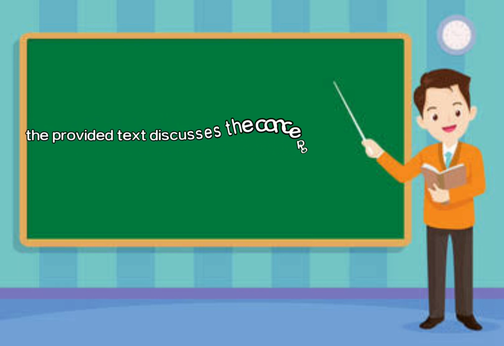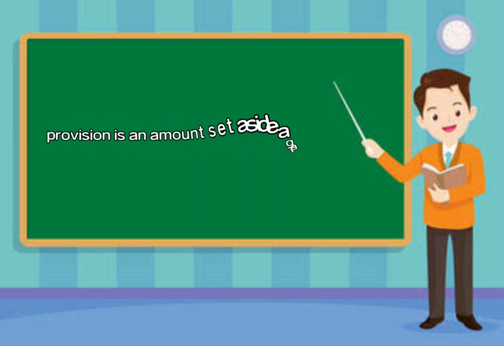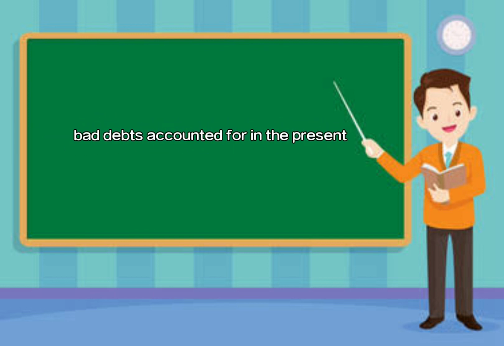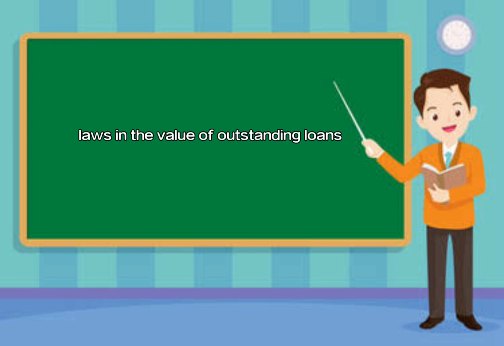The provided text discusses the concept of provision in the context of managing bad debts in financial organizations, particularly in the area of consumer credit. Here are the key points. Definition of provision. Provision is an amount set aside against future bad debts, accounted for in the present. It is analogous to depreciation, representing the expected loss in the value of outstanding loans.